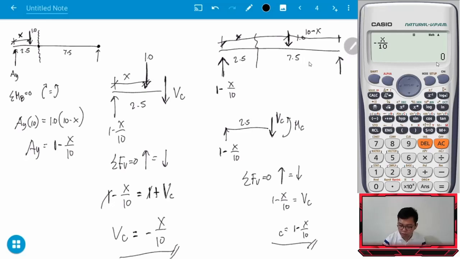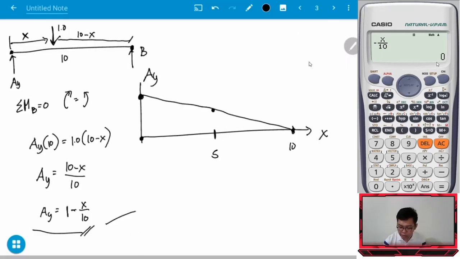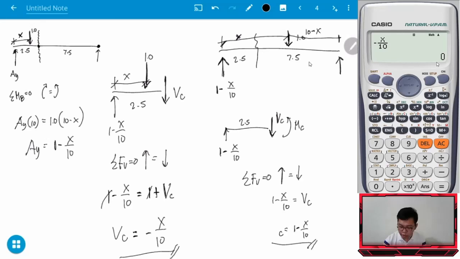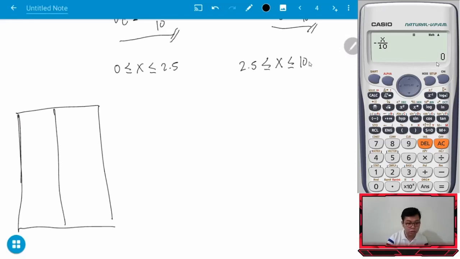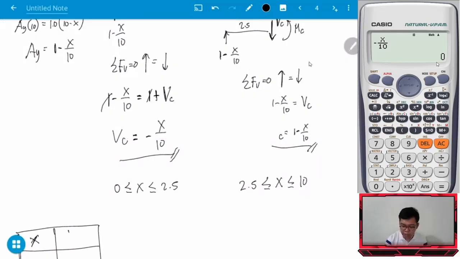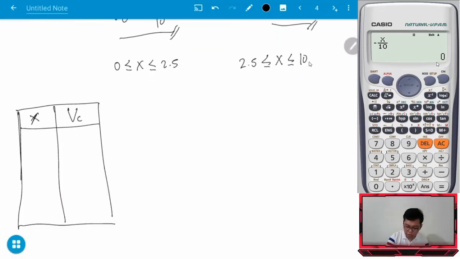Naalala nyo pa yung kanina, yung dinraw natin? Nandito ba sa kabila? Wala na, no? So, anyway, yung values natin, medyo naalala ko pa, no? So, parang ganito yung value natin. Sandali ha, i-drawing ko. We have x, and then we have the VC.